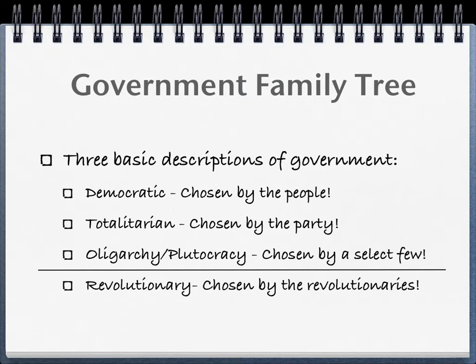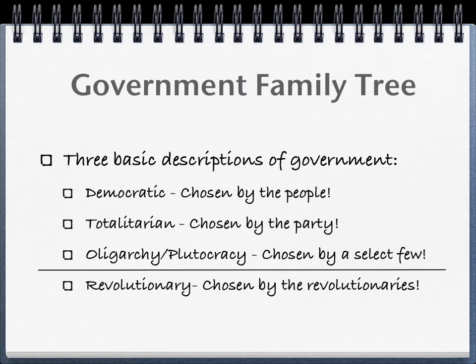All right, so it's important to know that there are really three basic descriptions of government. I like to look at government as a giant family tree, and it's a tree with a lot of branches that intertwine. So the big three ways you can describe government is government can either be democratic, and that means it's chosen by the people. Think of what we have in the United States. We have elections every November where we vote for representatives and senators and presidents and town councilors. It's where basically we have a say in who runs our government.